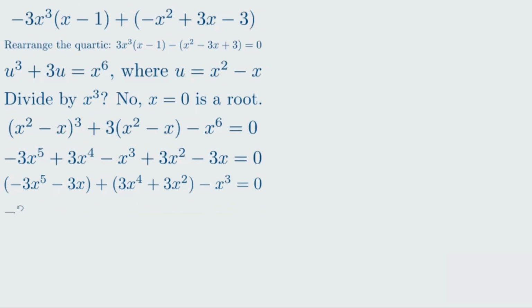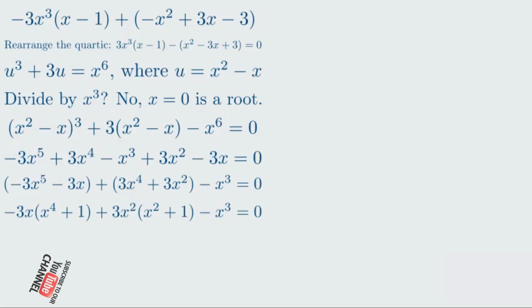From the first group, we factor out negative 3x. From the second, 3x squared. This looks like it will work. The expression is negative 3x times x to the 4th plus 1 plus 3x squared times x squared plus 1 minus x cubed equals 0. This is still not a clean factorization by grouping. Let's try the substitution y equals x minus 1 over x.